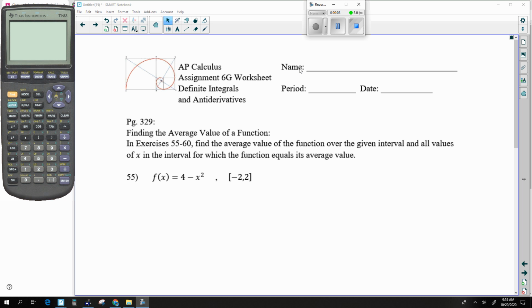Okay, here we go. This is assignment G, antiderivatives, definite integrals, and we begin off with a pretty advanced level of the average value. So before we get to this point, let's learn about definite integrals and how to take them.